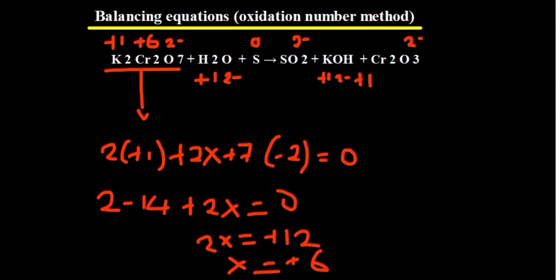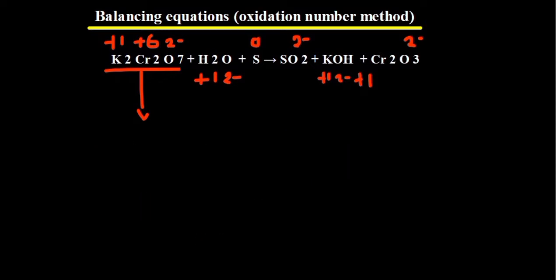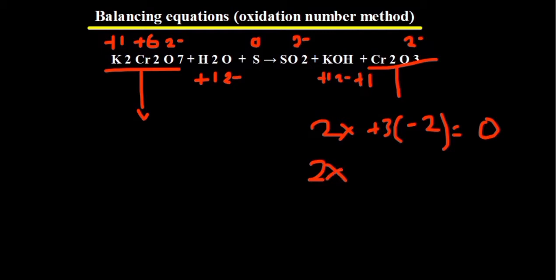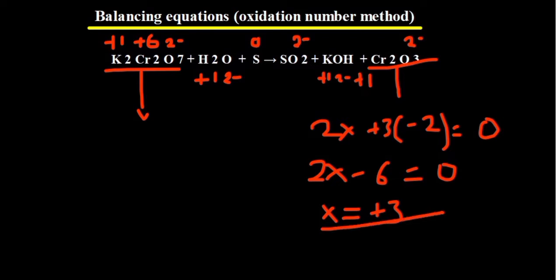Let's try to talk about the other side now. So you've got the chromium there. So 2X for the chromium. Then you've got 3 oxygen atoms. The overall charge of the compound is 0. So 2X minus 6 is equal to 0. Then you find that your value for X is going to be plus 3. 6 goes the other side, positive 6 divided by 2, positive 3. Okay, so it's plus 3.